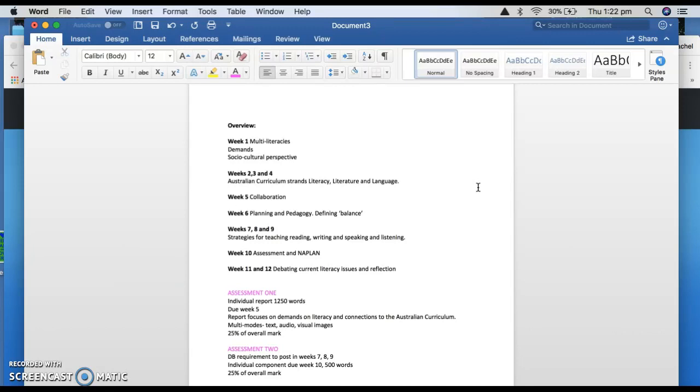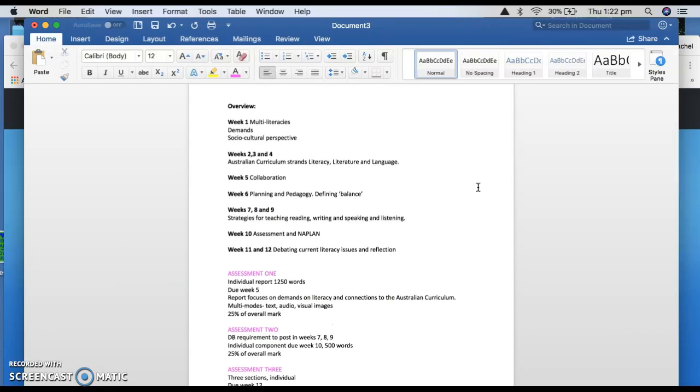In week 6, we have a look at planning and pedagogy, and we also have a look at the idea that there is so much to cover in literacy, and we as teachers need to make sure that we're achieving a balance in the classroom. So we put that idea under a bit of scrutiny.